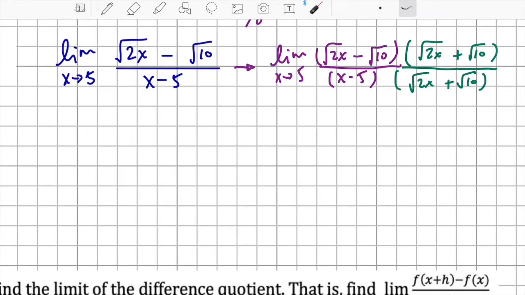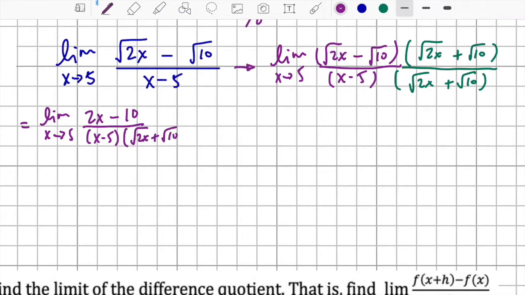But when we multiply conjugates, all you have to do is multiply this times this minus this times this. So if I rewrite it, it's going to be this. Limit as x approaches 5. Square root of 2x times square root of 2x is just 2x. And then minus square root of 10 times square root of 10 is 10, over all of this, x minus 5. And then write out the other factor. Now notice that I did not distribute. I don't want you distributing.